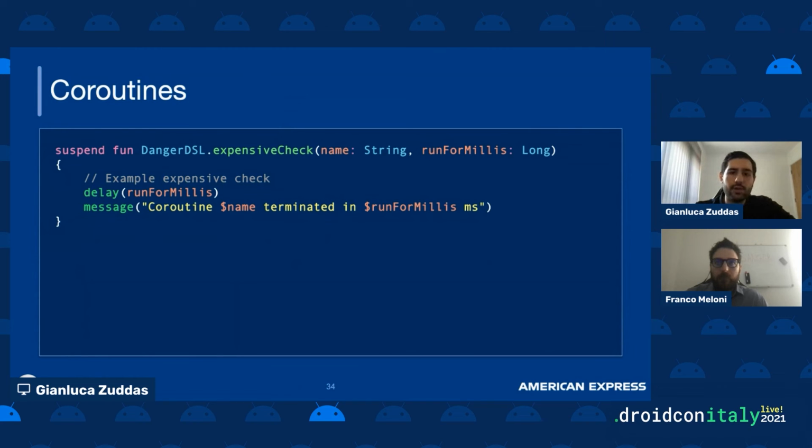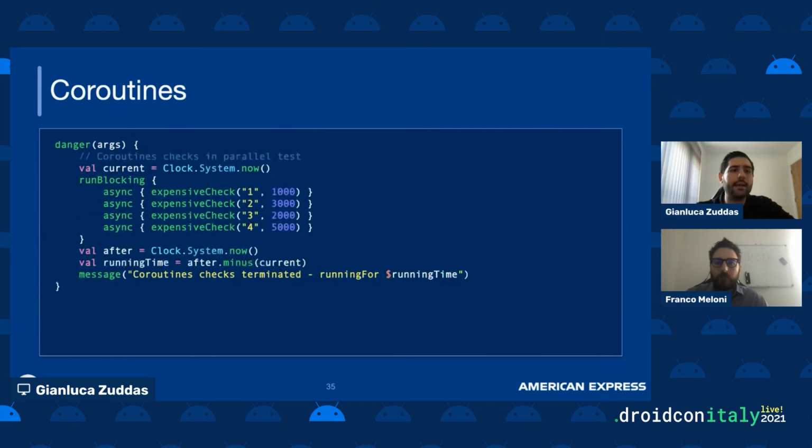You can run all of those kinds of tasks inside a coroutine, and then, as you can see here from your danger args block, you can run all the coroutines inside a run blocking and in async. So we are keeping the feedback loop very short. If we have tasks that take time to run, you can run them inside a coroutine, and then the Danger file will execute much quicker, and it will come back to you with feedback as soon as possible. So then the developer will see the comments on the pull request early.